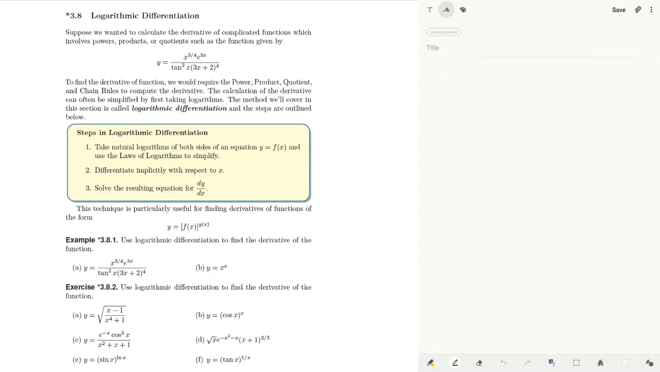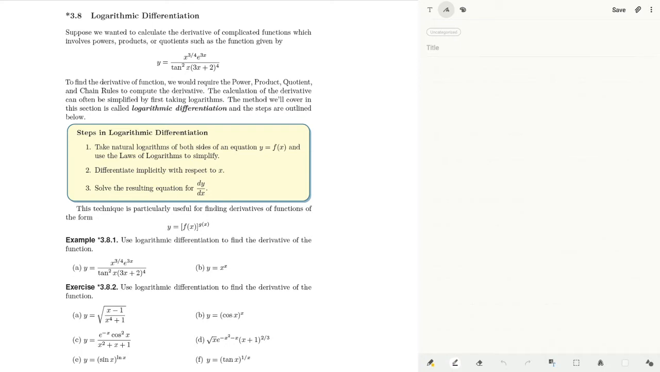In this video we're going to talk about an application of implicit differentiation. Now let's suppose that we wanted to calculate the derivative of a complicated function such as y equals x to the 3/4 times e to the 3x over tan squared x times (3x plus 2) to the power of 4. In order to find the derivative, we would need to use many of our differentiation rules that we've learned in this chapter. However, we can simplify our calculations by taking logarithms first.